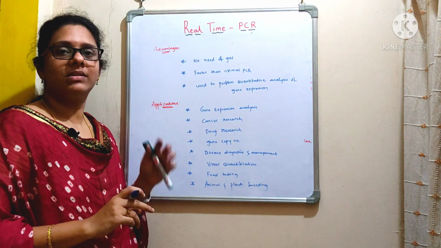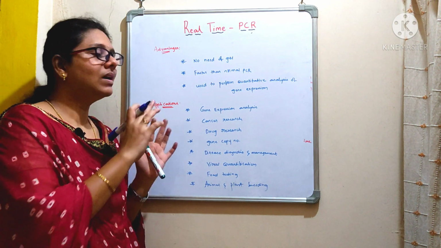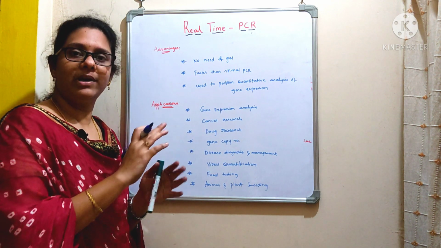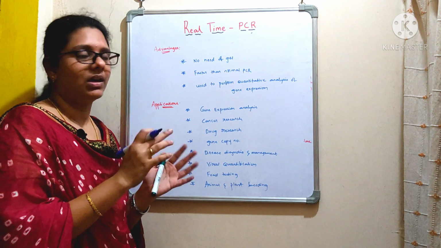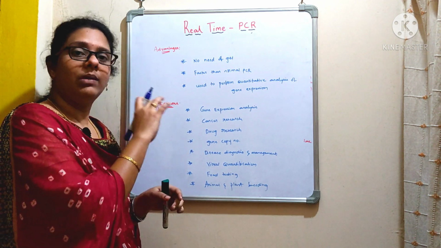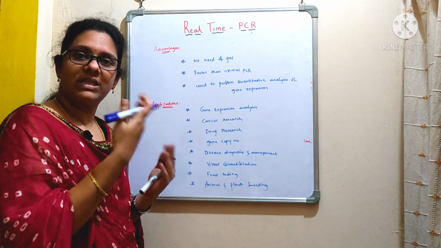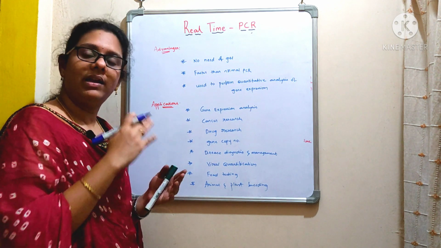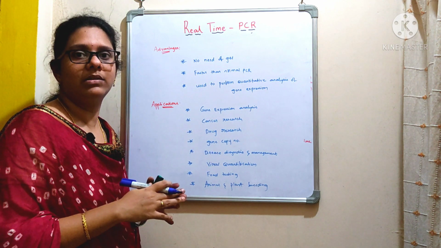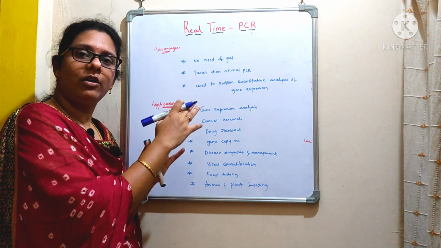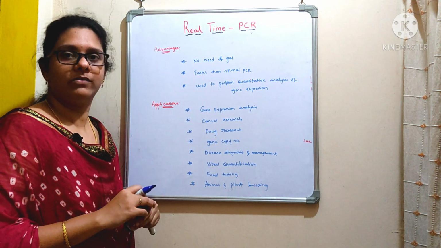Coming to the advantages, there is no need of gel. As I told you earlier, here it's not like a conventional PCR method. To identify a PCR product, there is no need to cast a gel. We can monitor the progress of reaction in real time with the help of this method, and moreover it is faster compared to the normal PCR. In normal PCR, we set up a reaction, we carry out a PCR, and at the end of the PCR we need to cast a gel, we perform agarose gel electrophoresis. It's time consuming. But here with this method of real-time PCR we can save time. It is used to perform the quantitative analysis of gene expression.